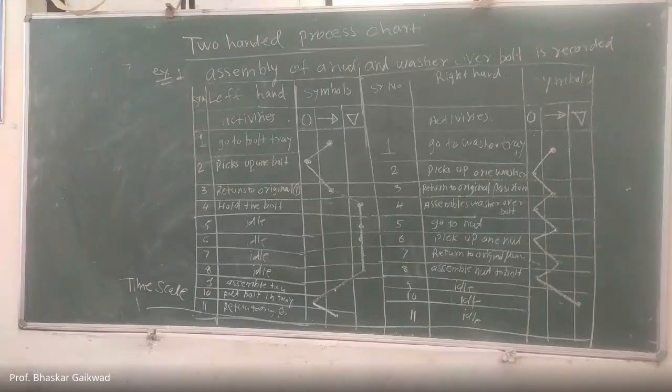Then working efficiency and effectiveness of the work will improve, cost reduction will be there, downtimes will get reduced. This is what the two-handed process chart indicates. And we can use this type of chart whenever repetitive work is there in industry. Repetitive work means assembly is actually repetitive work. So whenever these repetitive works come into the picture in industry, always we have to use this two-handed procedure.